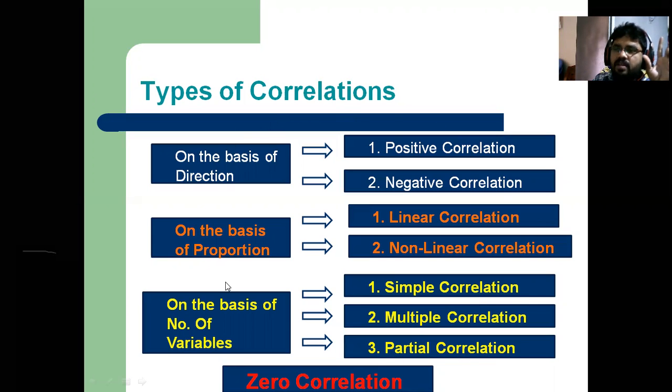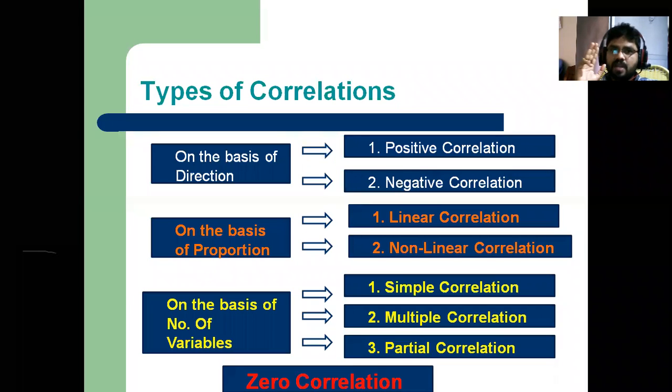You can remember this as 3 plus 2 plus 2 plus 1. There is a zero correlation. On the base of the value, we will get the zero correlation. You can remember that on the base of direction there are two types of correlation: the positive correlation and the second one, negative correlation. On the base of proportion, there are two types of correlation: the first one is a linear correlation, and the second one is a non-linear correlation.